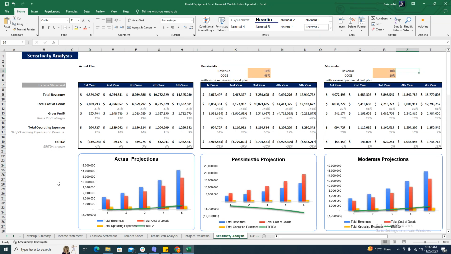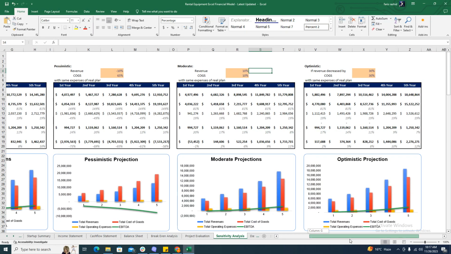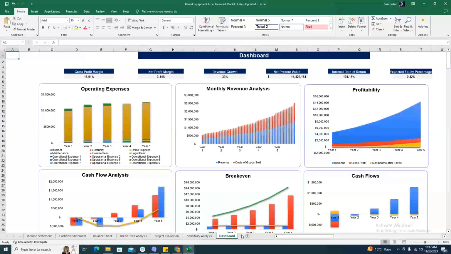Then comes the sensitivity analysis. This shows the functioning of the business in three different scenarios that are optimistic, moderate, and pessimistic. Right? Then comes the dashboard.